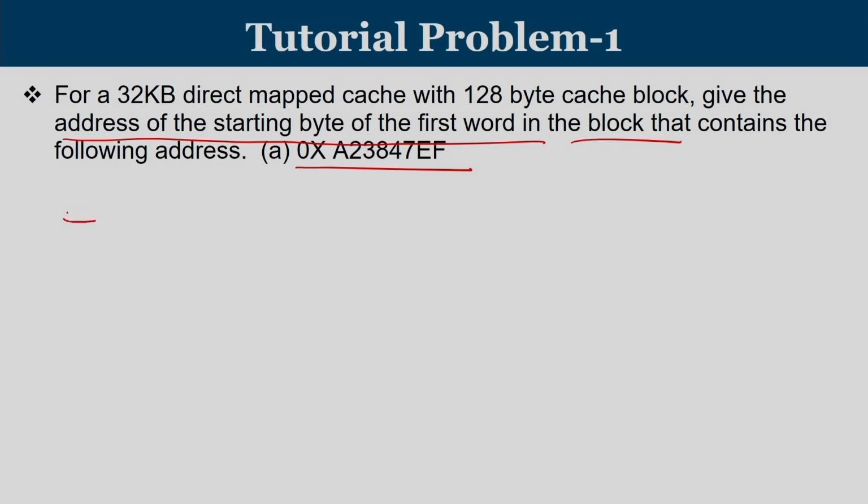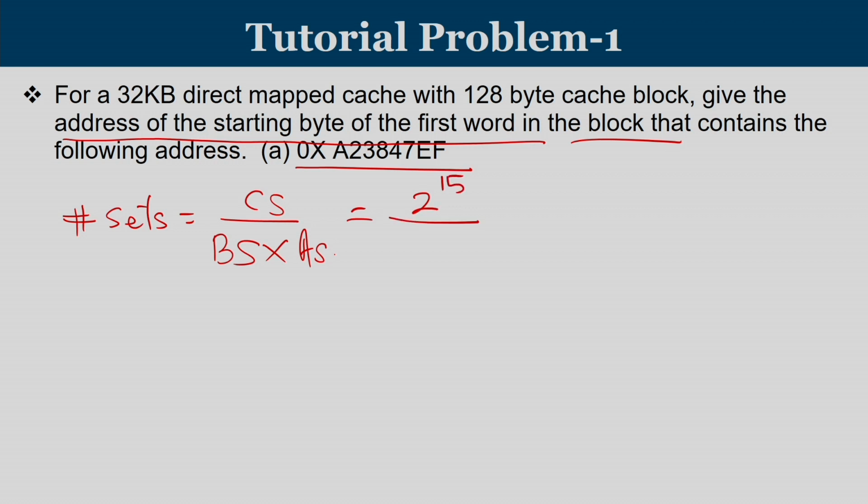up of the address. The number of sets that we need is defined by cache size divided by block size into associativity. Here the associativity is 1, we are using a direct mapped cache. The cache size is 32 KB, which is 2 power 15. 32 is 2 power 5 and K is 2 power 10, and block size is 128 bytes, which is 2 power 7. The associativity is 1, that is a direct mapped cache. This will effectively give you 2 power 8.